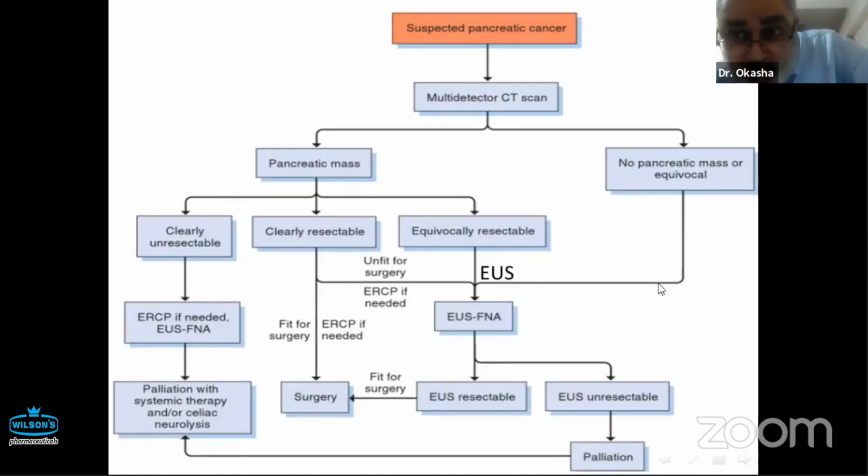And I think in the US journal, the issue before the previous one, Anand Sahai from Montreal issued the Canadian algorithm from Montreal, and they changed the algorithm to stress having EUS FNA for resectable pancreatic tumor before radical surgery. What do you think about that?